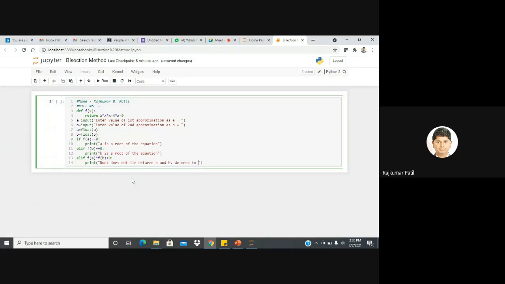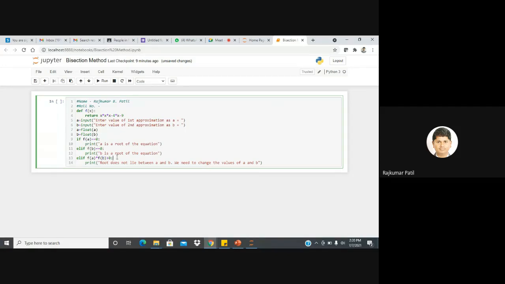We need to change the values of a and b. So these 2 lines, 13 and 14, will check the product of f of a and f of b. So how will it work? First of all, in the function given in lines 3 and 4, x will be replaced by a, and you will get one value. Then again in the same equation x will be replaced by b, and you will get a new value. Then their multiplication will be checked to see whether it is greater than 0.